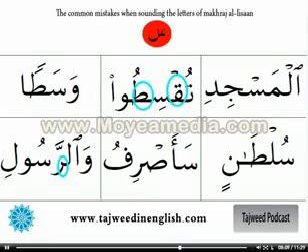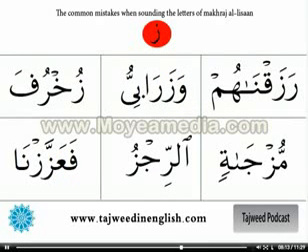Let's see the other examples of the common mistakes in the letter zayn. Same in this example as well, as we have spoken, the zayn is coming close to the letter qaf, which is mufakham, and the letter ra, which is mufakham. So you would say, you don't say raza, za. رزقناهم، وزرابي مبثوثة. So the letter zay is close to the ra.